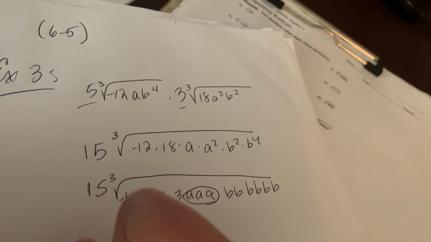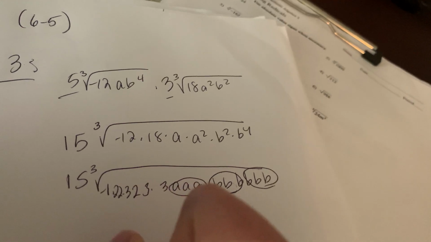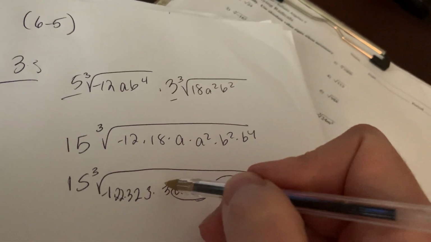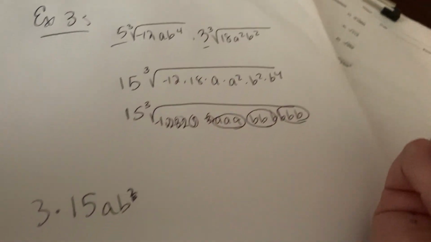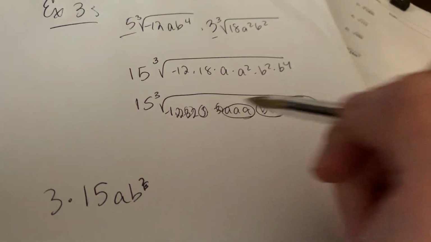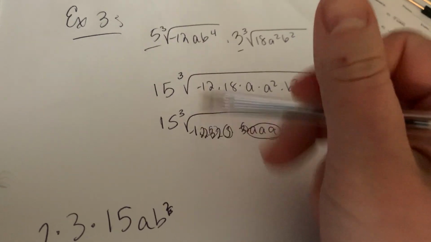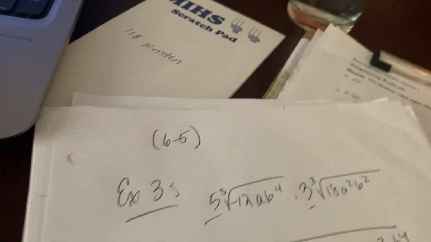1, 2, 3, so it's b squared. And then we have a group of 3 3's, so we'll just do it times 3. And then there's 1, 2, 3 2's. There's nothing left inside but a -1. Can you take the cube root of -1? Yeah, you can. So just use logic.